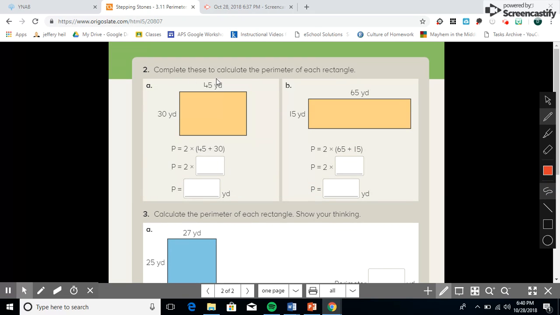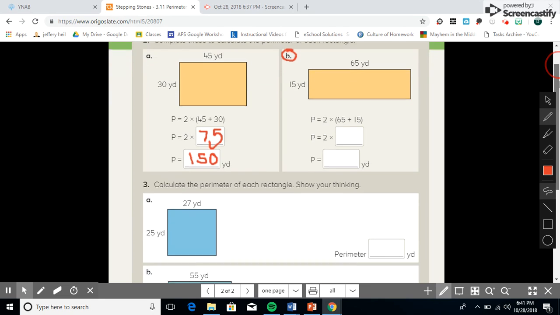Number 2 says complete these to calculate the perimeter of each rectangle. So now we're going to move into that other strategy. So instead of multiplying the length times 2 and the width times 2 and then adding them together, we're just going to start by adding 45 plus 30, which gives me 75, and multiplying that number by 2. Whoa. To get 150. Go ahead and do B on your own.